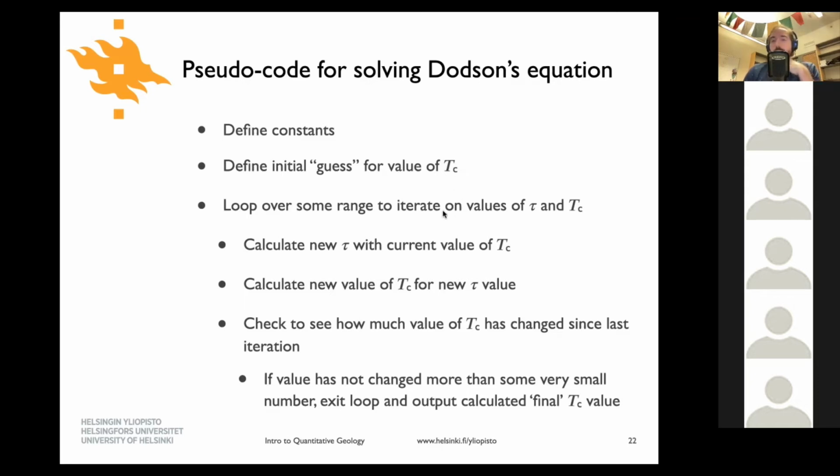And then you loop over some range and iterate on the values of tau and the closure temperature. And so you calculate a new tau with the current Tc, then you calculate a new Tc with the new value of tau. And you just kind of keep going through in a loop and doing that calculation. And you can then check to see at some point whether the value of Tc is not changing, which means you've converged on a solution. And if that's the case, you can then say, okay, we're done here. And that Tc value would be your final estimated closure temperature. So that's that part.